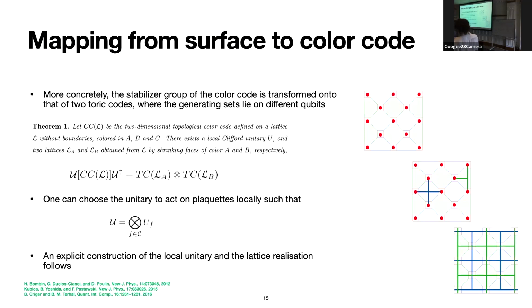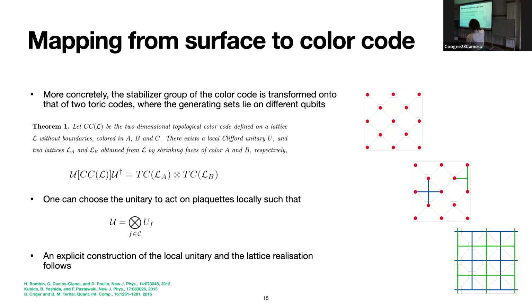So a bit more concretely, this mapping can be constructed as some kind of local Clifford unitary that would take the color code and disentangle it, so that its stabilizer group would be transformed onto two stabilizer groups, one for each copy of the toric code, which would have qubits that have support on different qubits of the color code lattice. So this is basically an explicit construction.